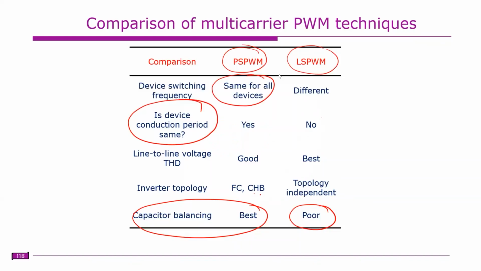So in the previous class we started discussing level shifted PWM and phase shifted PWM. In phase shifted PWM, the device switching frequency and the device conduction periods are the same. Whereas for level shifted PWM, these are different: the switching frequency is different and the conduction period is also different.